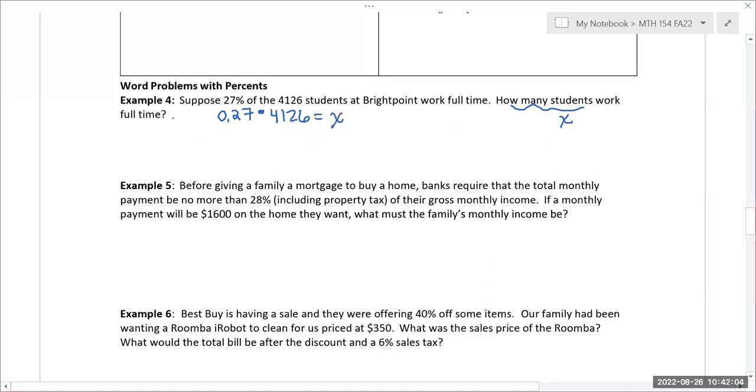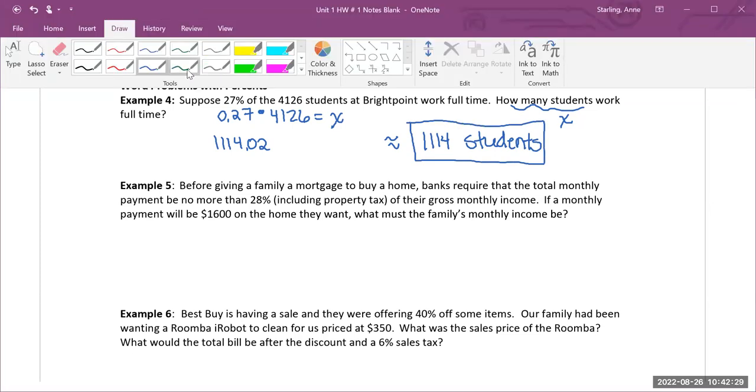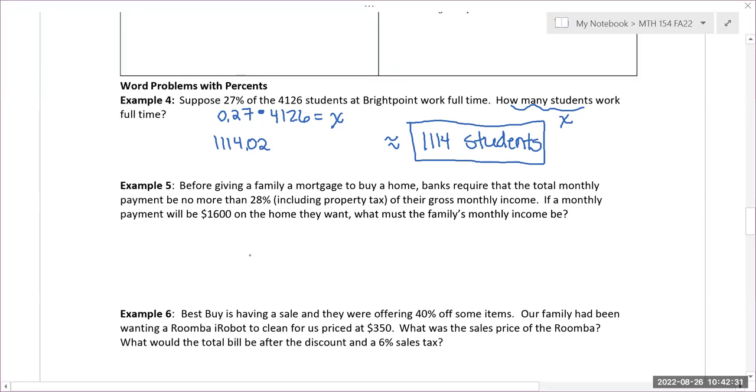So suppose 27%, I've got my 4126, I multiply those together. So I get 1114.02. Well, I'm just looking for number of students. So I'm going to go ahead and say 1,114 students work full-time at Brightpoint. And you may want to pause here too and go ahead and try these before I get into them.